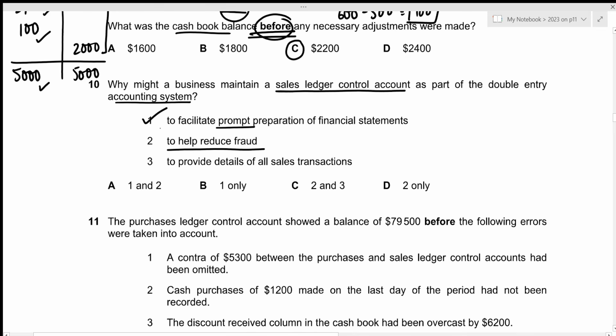So the second statement is also correct. Now for the third one, to provide details of all the sales transactions. So remember, the sales ledger control account will only record the credit sales, not our cash sales, which means that the third statement is incorrect. So we're looking for 1 and 2, which is given by option A.